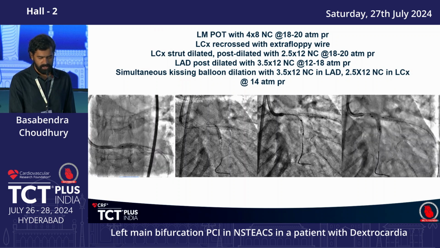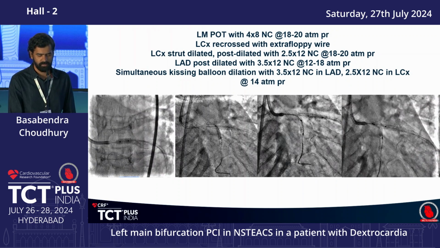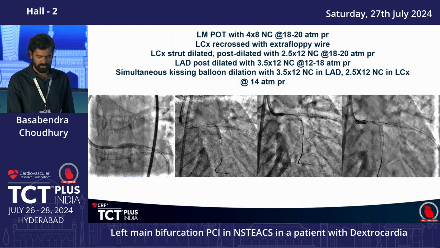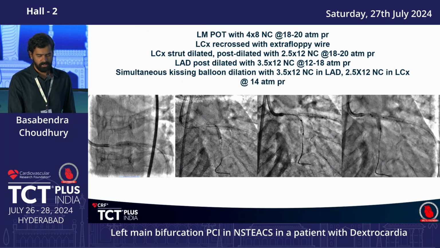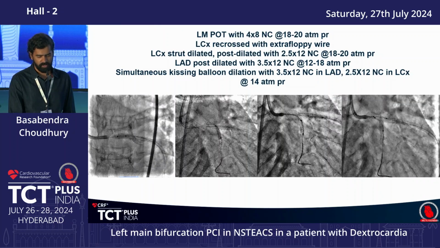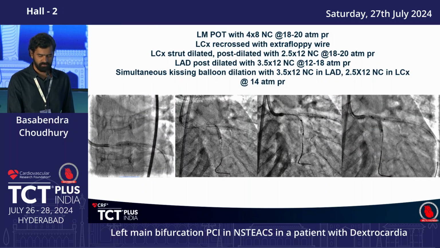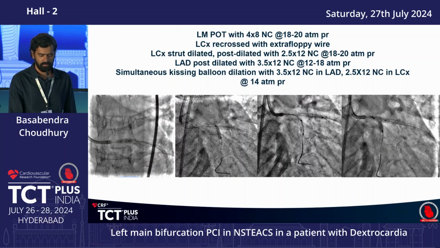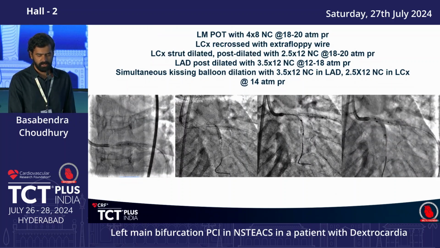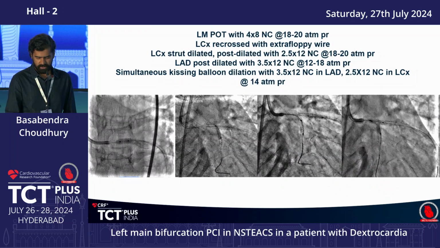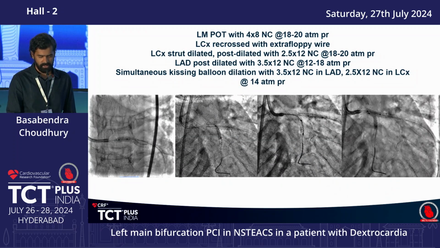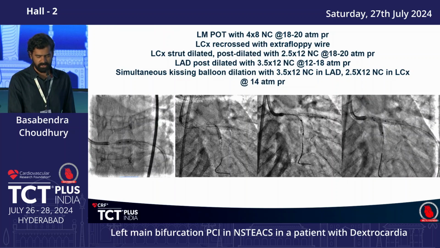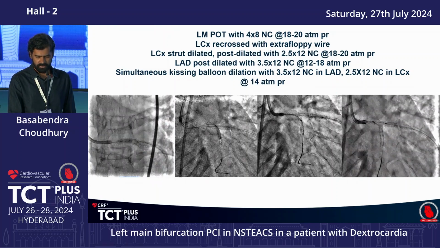Then we did the LM POT with a 4 into 8 millimeter NC balloon, recrossed the SB, which was not that much of a problem. Then dilated the SB struts with the same 2.5 balloon which we had taken for the LAD dilatation. It could cross without much difficulty. And then after dilating the LAD and the SB with the NC balloons, we did a kissing balloon dilatation at 14 atmospheric pressure.